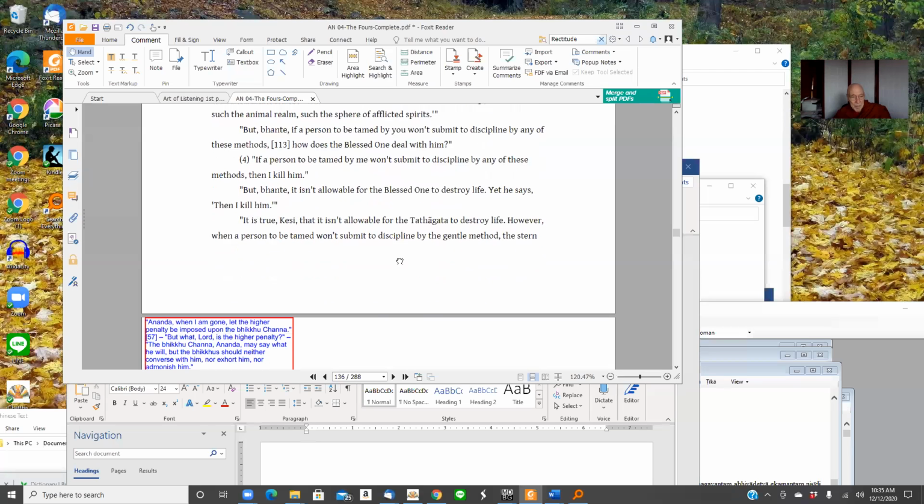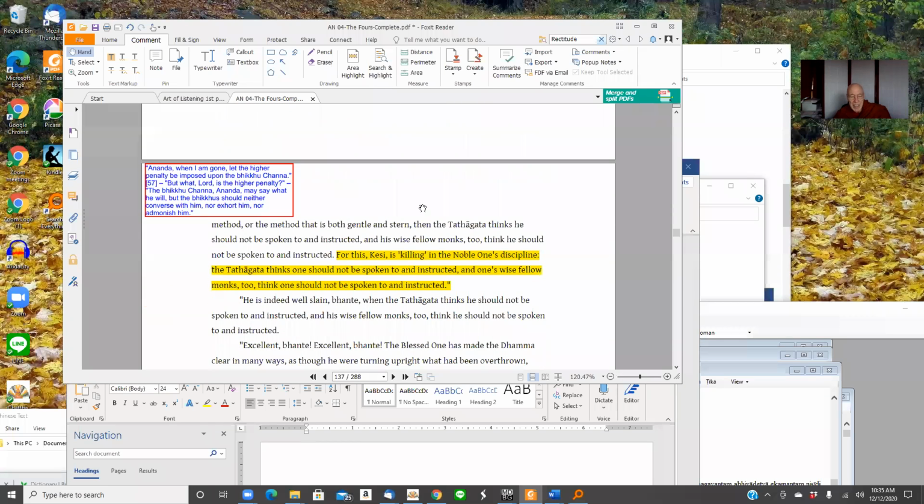Then the Buddha explains, when I get a person who won't submit to any of these methods, then the Tathagata, that's he himself, thinks he shouldn't be spoken to and instructed. And then his wise fellow monks also think he should not be spoken to and instructed. And this is the key point here, that in the discipline of the noble ones, this is what is meant by killing. When the Buddha thinks he shouldn't be spoken to and instructed, and when his fellow monks think he shouldn't be spoken to and instructed.